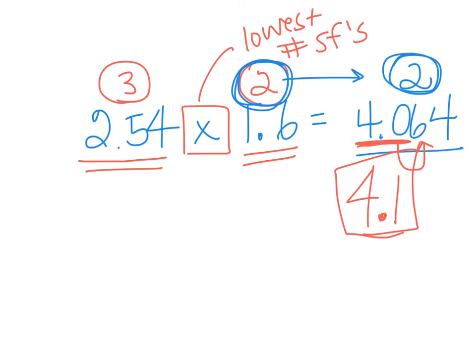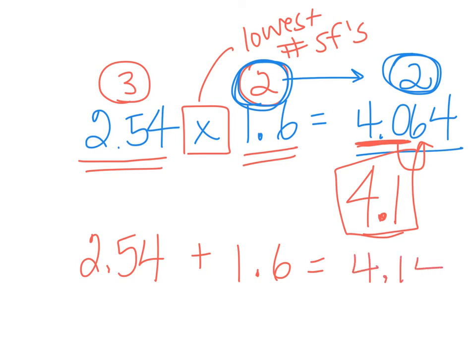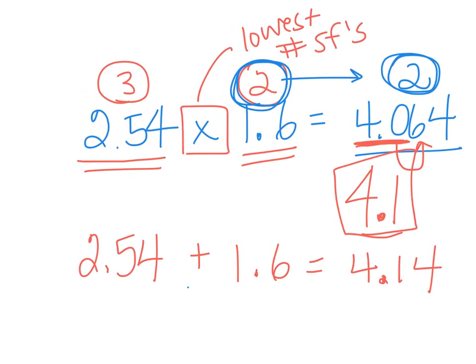Well, maybe I gave you, let's add them. 2.54 plus 1.6 equals, we so happen to get 4.14. And so the adding rule is looking at place value. You draw a line to the left until you hit a sig fig. Draw a line to the left until you hit a sig fig.